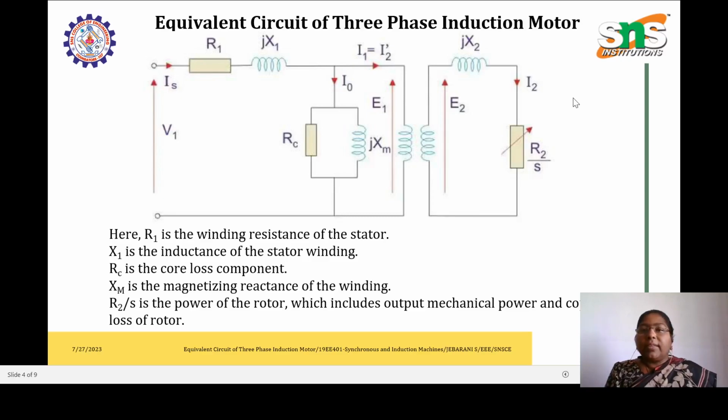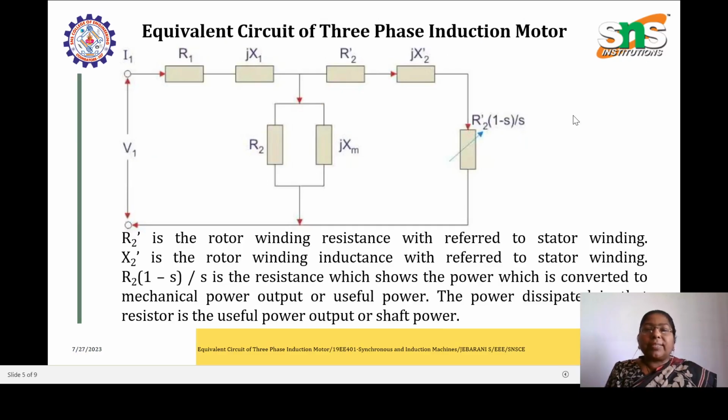That is why in the rotor circuit, it is represented with R2 by S. This R2 by S, again we can split as R2 and a factor of R3. This is written as R2 and R2 into (1 minus S) divided by S.